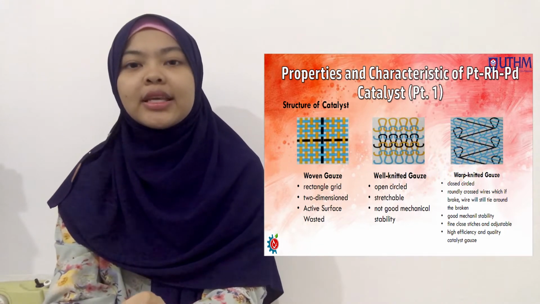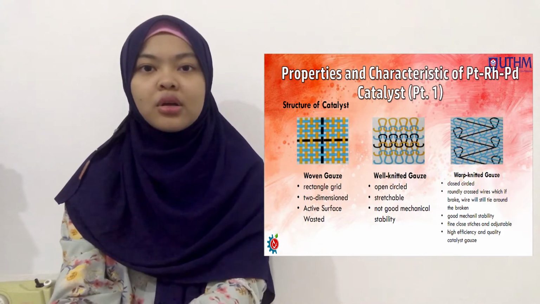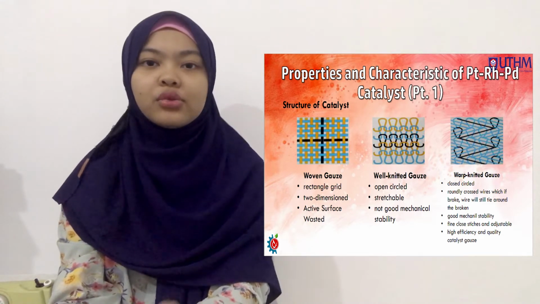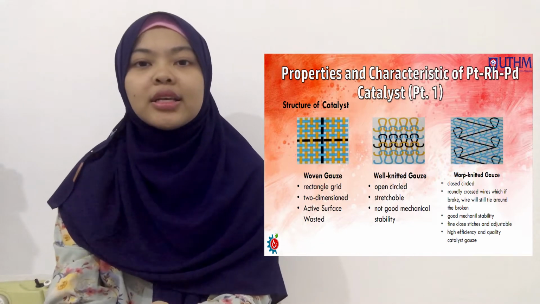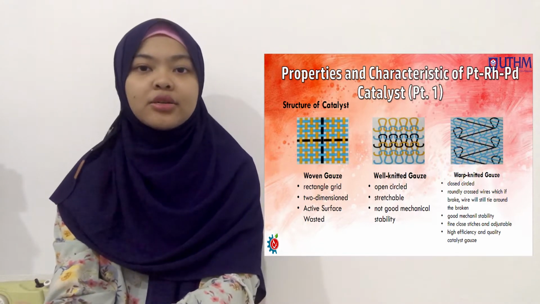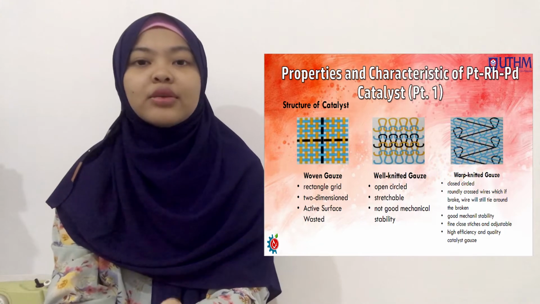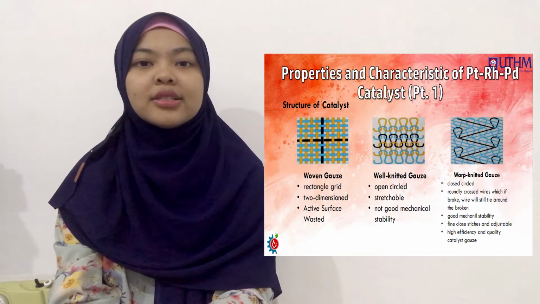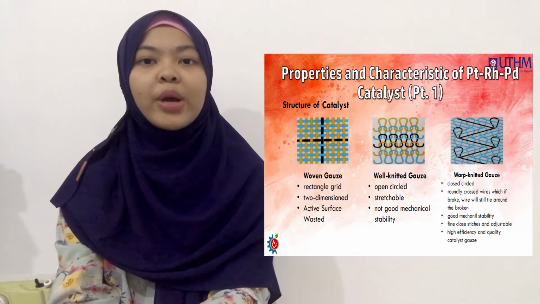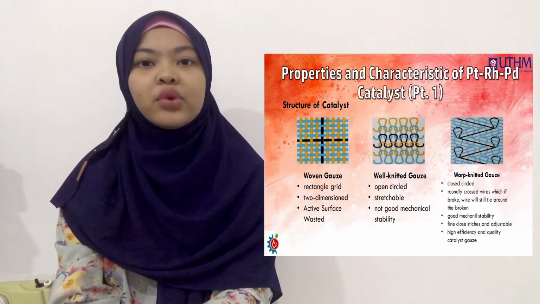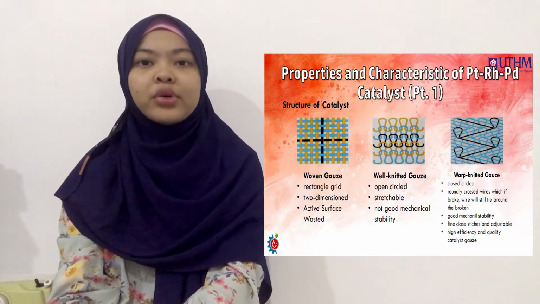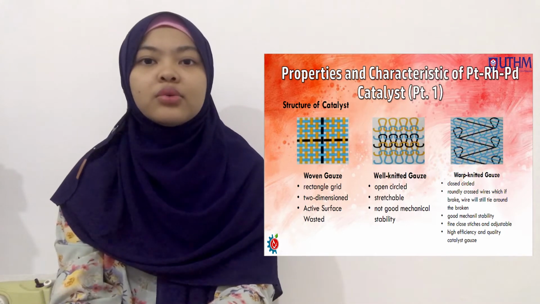First is in the form of woven gauze, which is arranged in a rectangle grid and in 2 dimensions. Second is in the form of knitted gauze, which is weaved in an open circle. It is also stretchable. Lastly is in the form of wrapped knitted gauze, which is weaved in a closed circle. The roundly crossed wire, if broken, will still tie around the break.